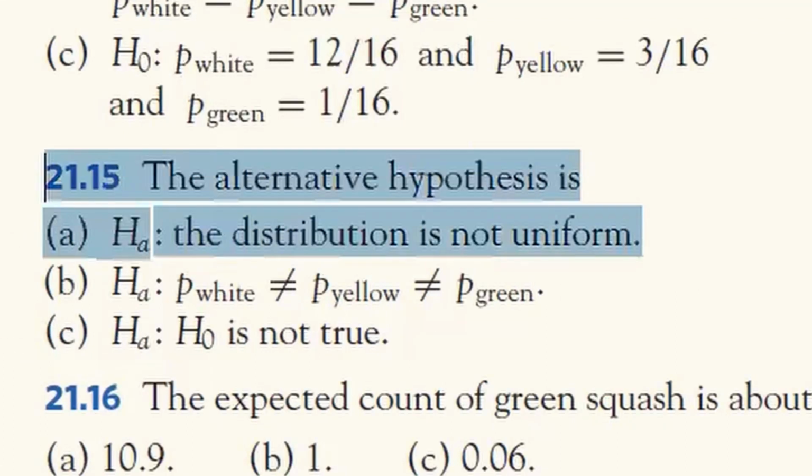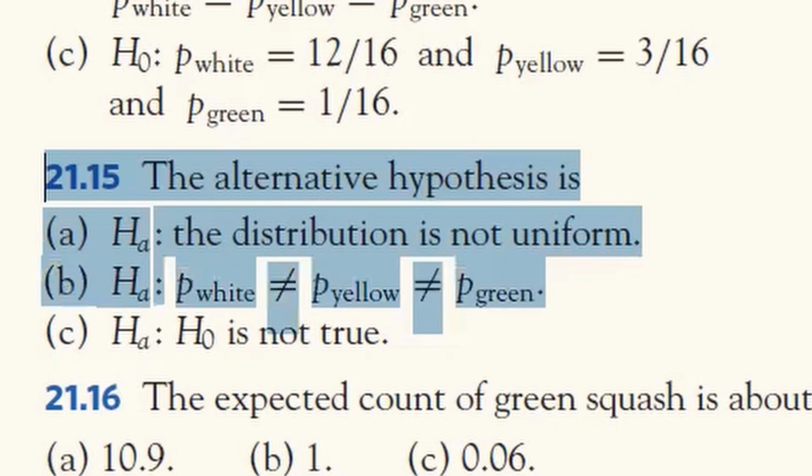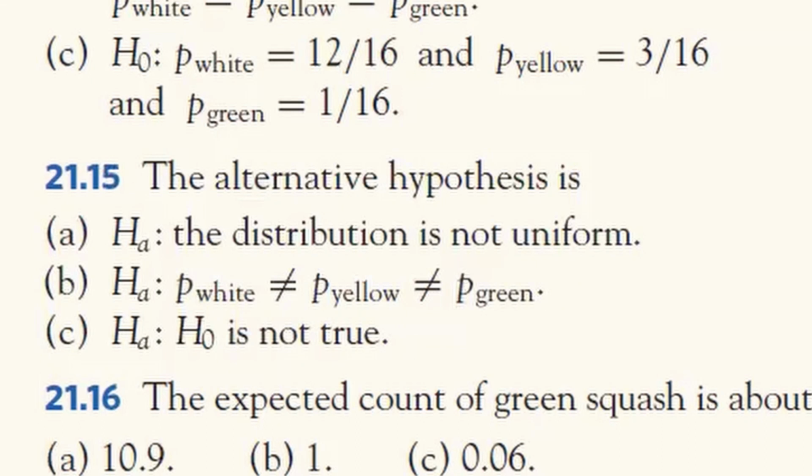And then the alternative hypothesis is that the distribution is not uniform, that the probability of white is not equal to the probability of yellow, not equal to the probability of green, or that the null hypothesis is not true, right? You choose, read about it, figure it out.